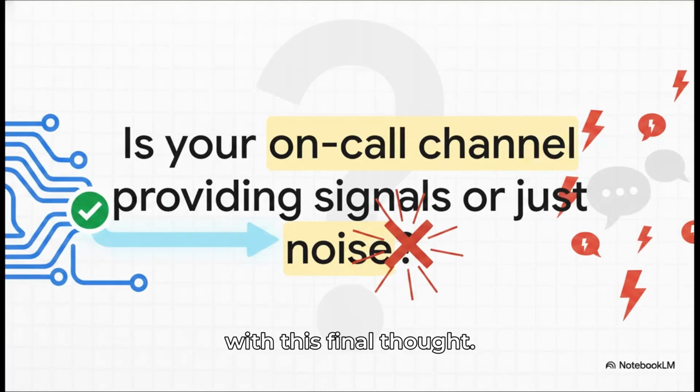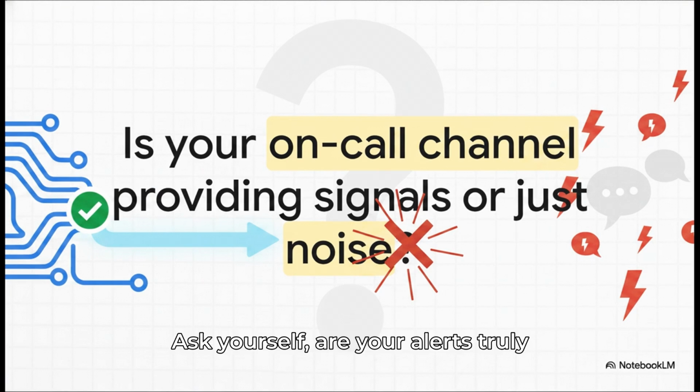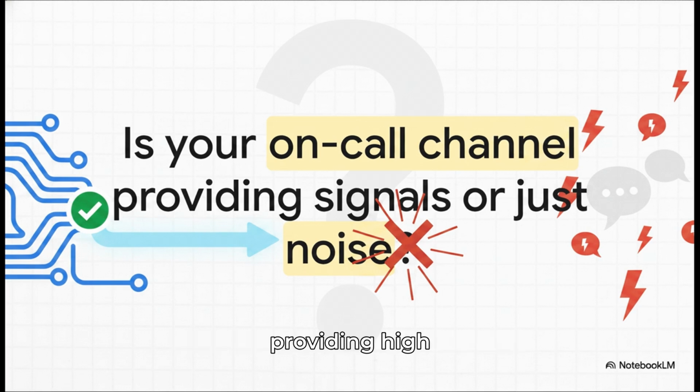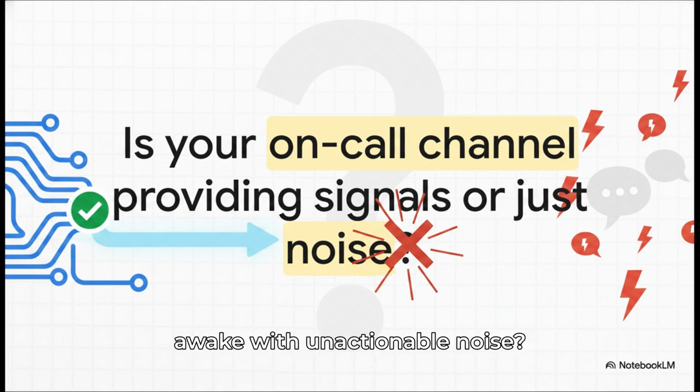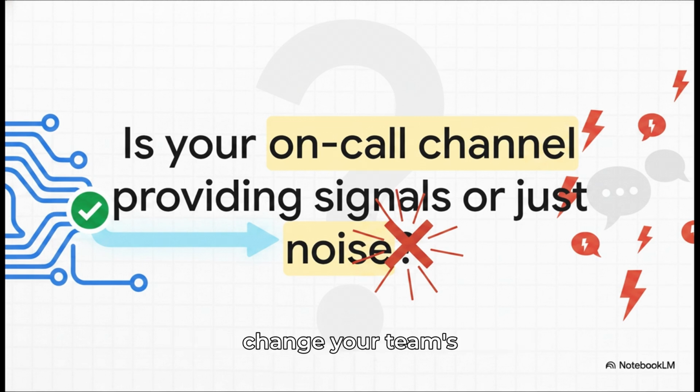So I'll leave you with this final thought. Take a look at your own Grafana setup today. Scroll through your team's Slack channel. Ask yourself, are your alerts truly providing high-confidence signals that help your team resolve issues faster? Or are they just keeping everyone awake with unactionable noise? By taking the time to configure proper routing, annotations, and grouping, you can fundamentally change your team's relationship with on-call. What steps will you take today to quiet the noise?